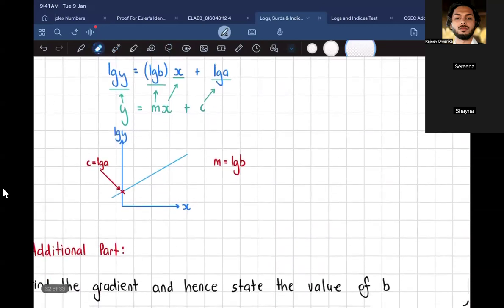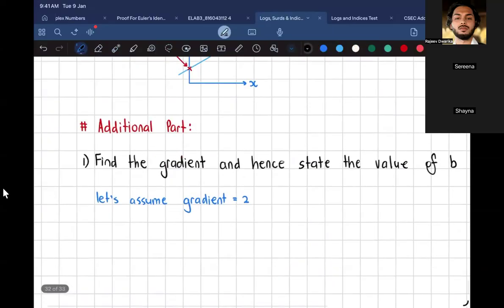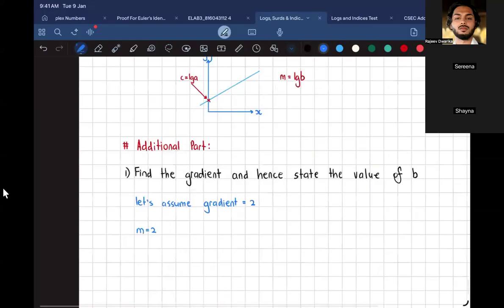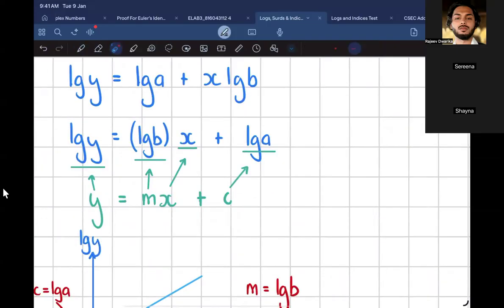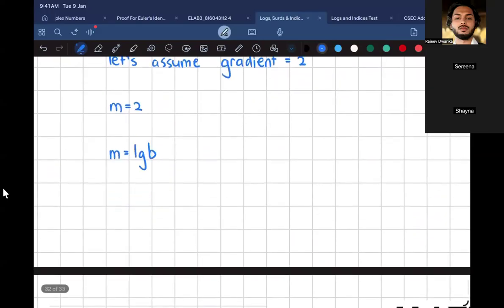Great. So Shina, let's assume that the gradient was 2. If the gradient is 2, m would be equal to 2. But if we look at the relationship here, m is actually equal to log b. So when you find a gradient, are you actually finding b or log b? Log b. Right. How would I find b?